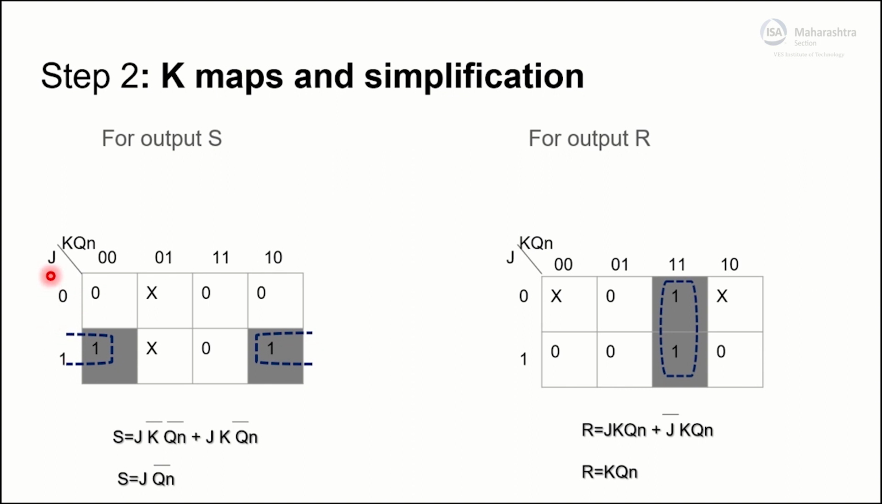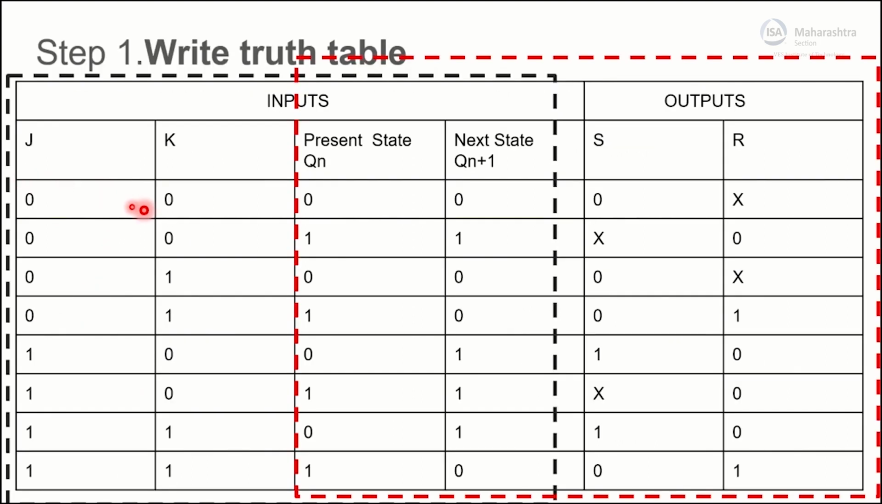Now what we do next is we follow the gray code and then we group adjacent ones to obtain the simplified expression in SOP form. We can also group don't care conditions as well, but it's not actually necessary to group them. We fill the entries this way. See, J equal to 0, K, Qn equal to 0, 0. Look into the truth table at 0, 0, 0. See, S is equal to 0.